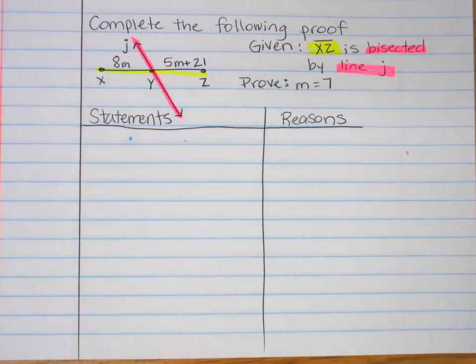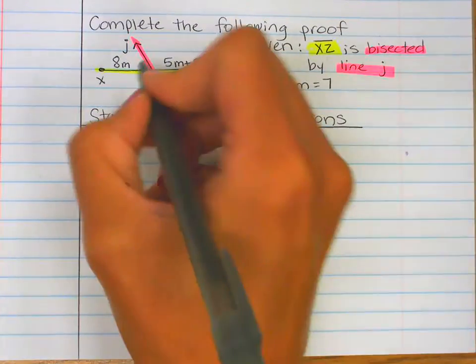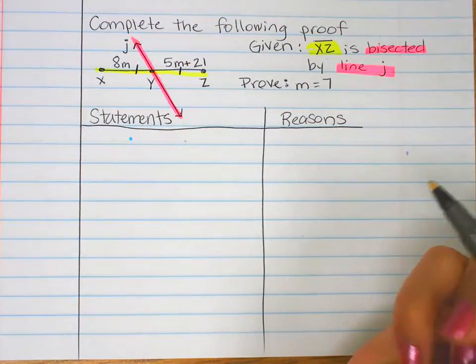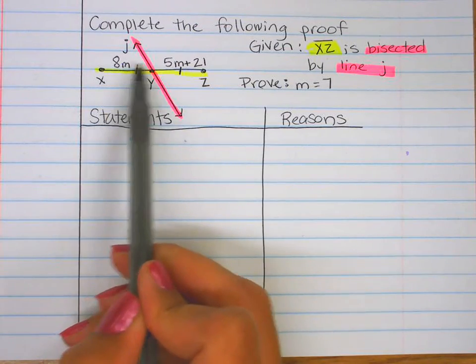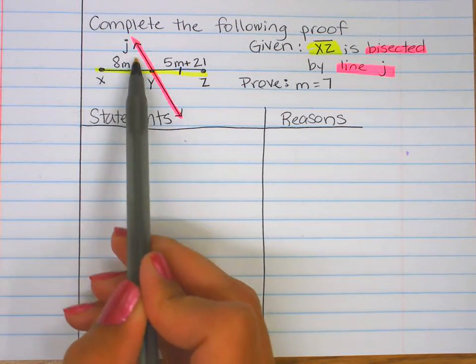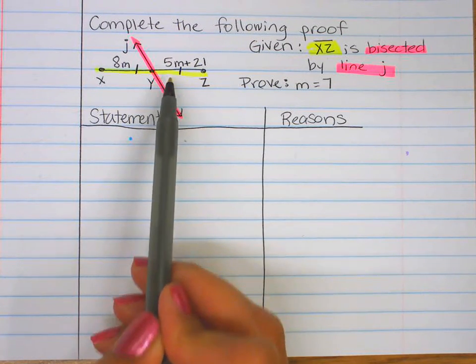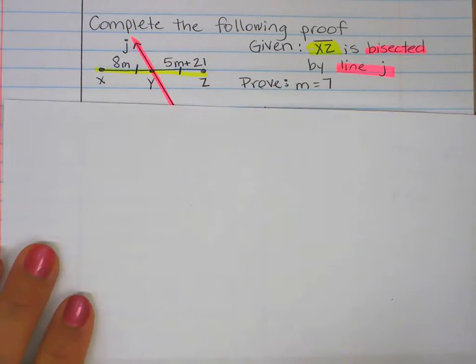So what I would do, I'm kind of just going to plan this out. If XZ is bisected, then I know that these two segments are congruent. And then I know congruent means that their measures are equal. So I could set up an equation making this 8M equal to this 5M plus 21. And then I should be able to solve for M. So I would recommend to do that on scratch paper. Let's see how that works out.